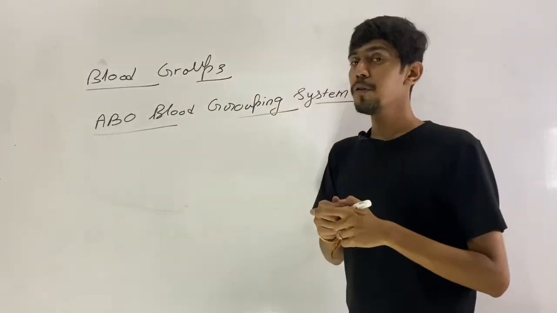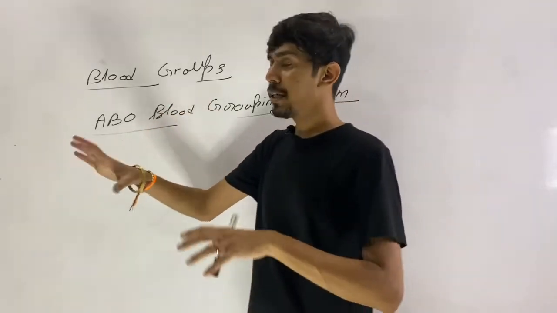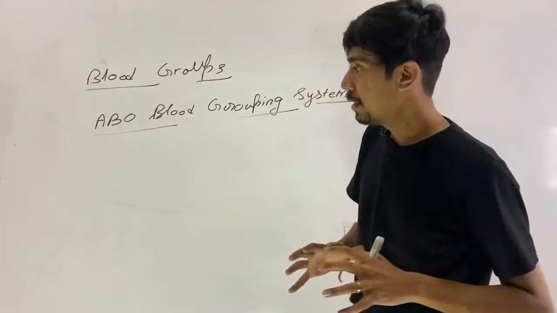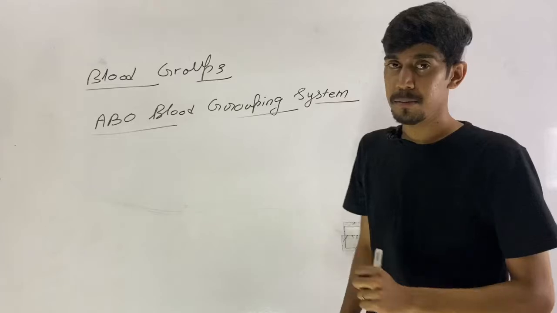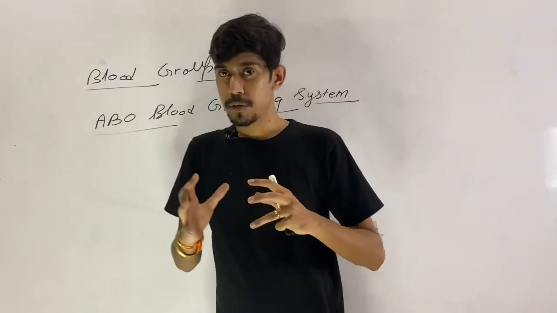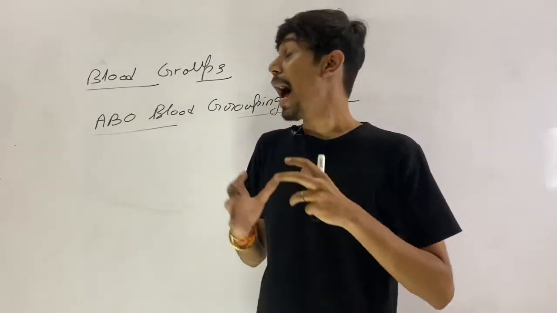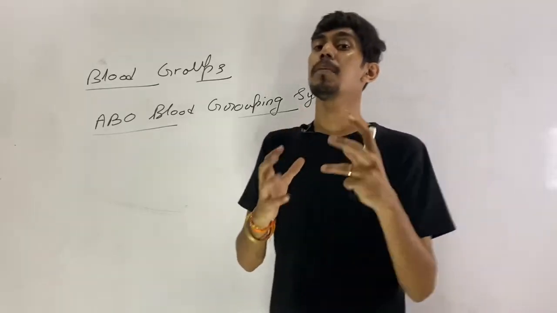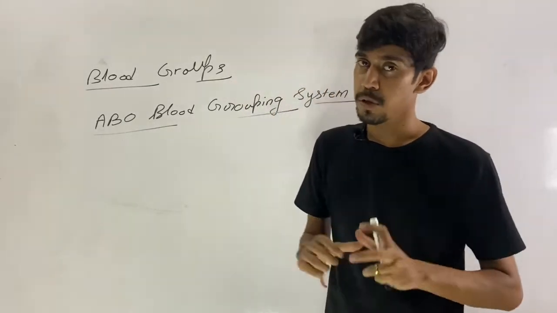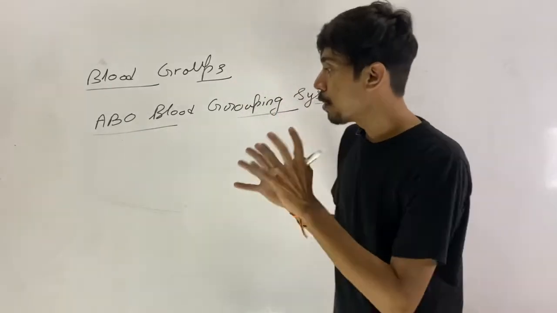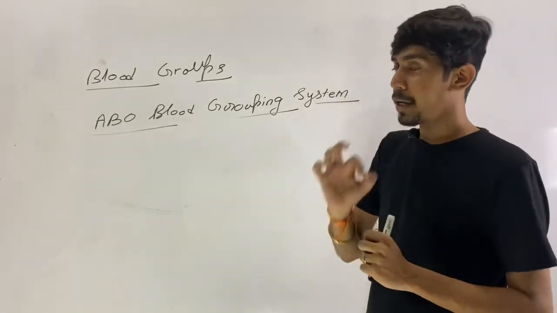Now I am going to tell you how the different blood groups are decided. What is this ABO blood grouping system? How do different individuals have different blood groups, and why do we need to match the blood group before we do a blood transfusion? We are going to talk about this particular topic in much detail.